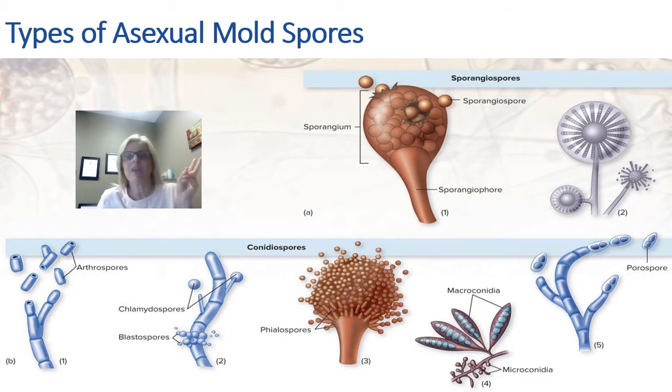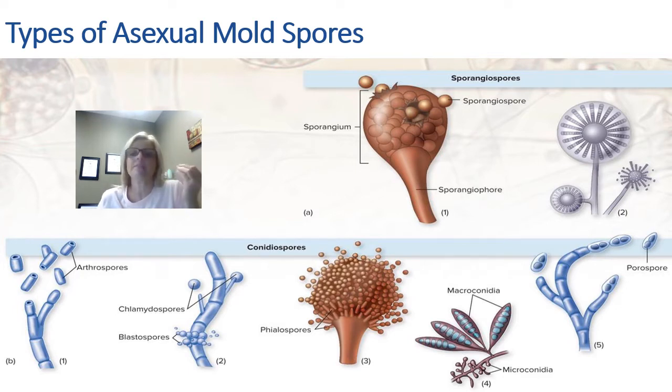We have two types of asexual spores. We have sporangiospores and candidospores. Okay, sporangiospore and candidospore, and that's what you see shown here. This is the sporangiospore, and these are the candidospores.